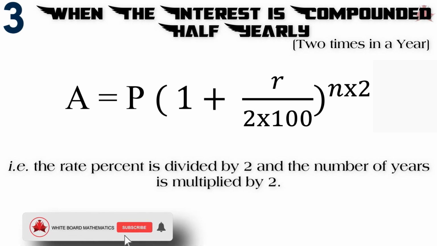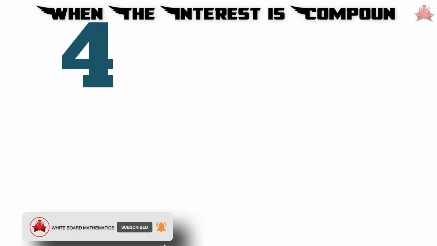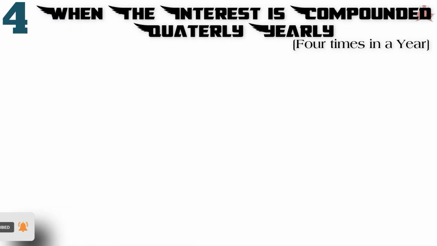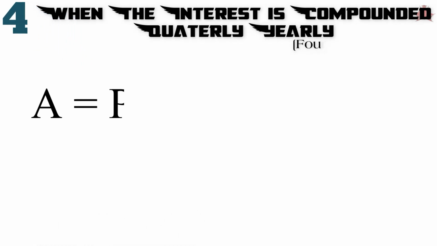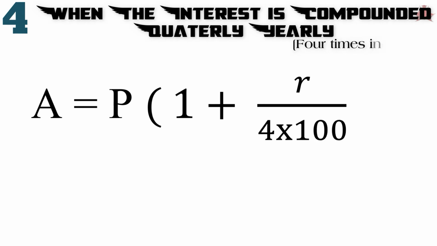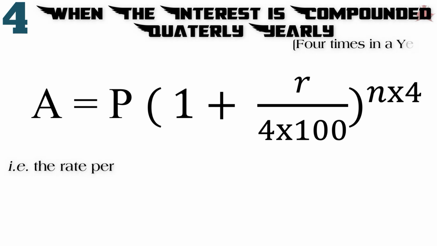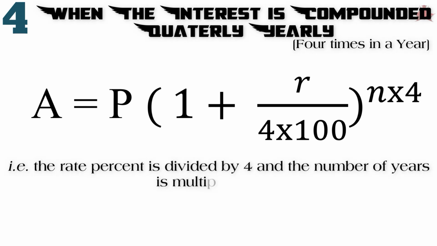So this is the difference. When the interest is compounded quarterly, 4 times in a year, A is equal to P into (1 plus R divided by 4 into 100) whole power n into 4. The rate percent is divided by 4 and the number of years is multiplied by 4.